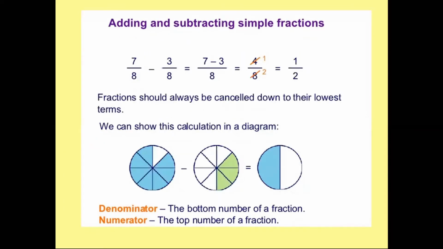How about subtraction? The same rule, but we have to subtract them. We have to take away from the first number. So 7 take away 3, we have 4. Now 4 over 8 has a common factor, which is 4. So 4 divided by 4 equals 1, and 8 divided by 4 equals 2. So we have a new fraction, or we call it lowest term. So we have 1/2.